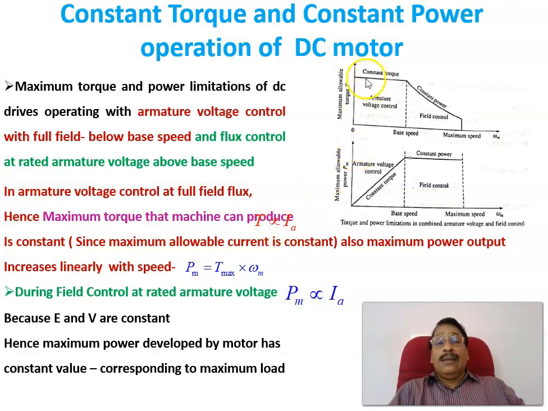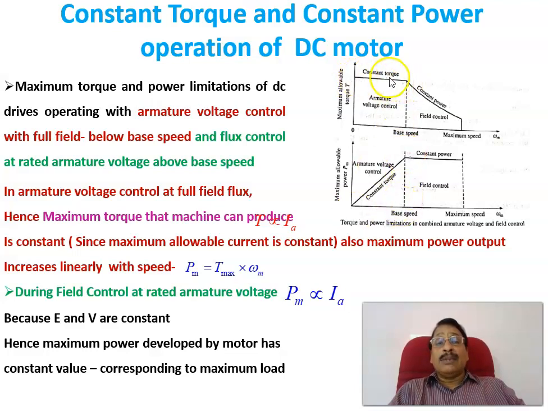In this case, the maximum torque is a constant. The maximum torque that can be obtained from the motor is a constant in armature voltage control. But power is the product of torque and omega m. Therefore, as omega m increases, because a constant torque is there, the power is increasing linearly. This is the maximum power variation during the armature voltage control.